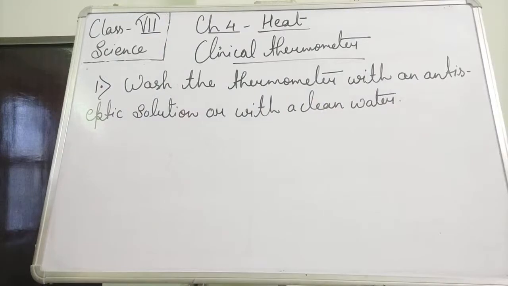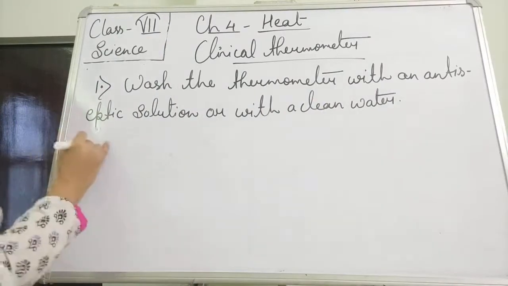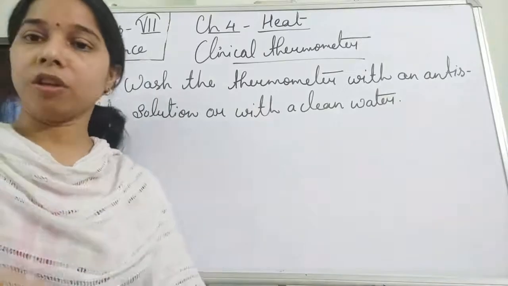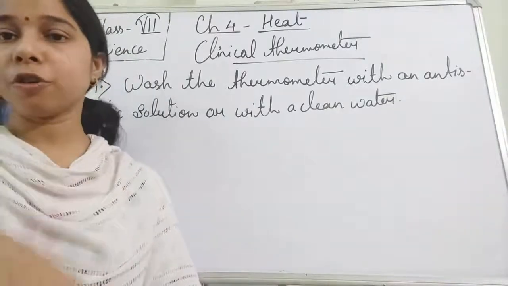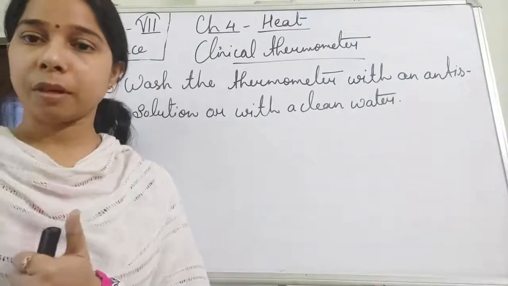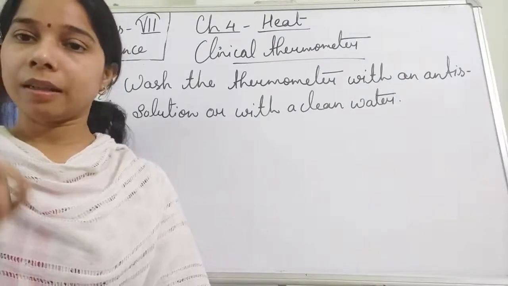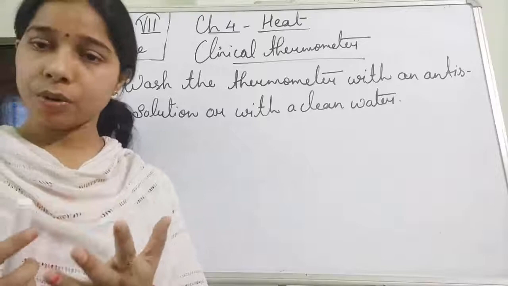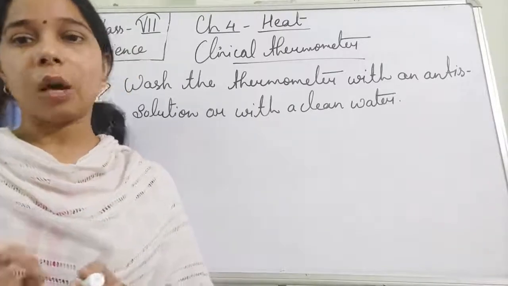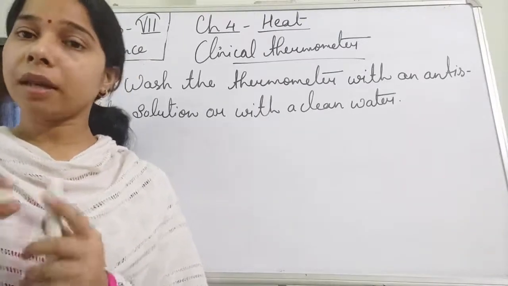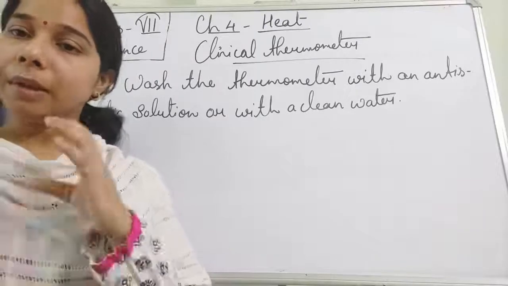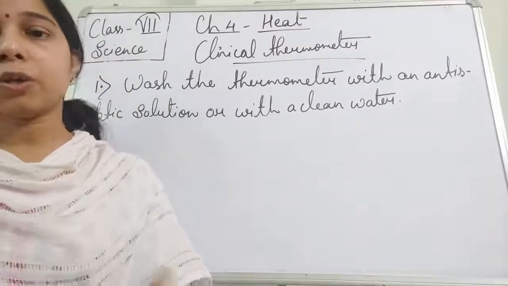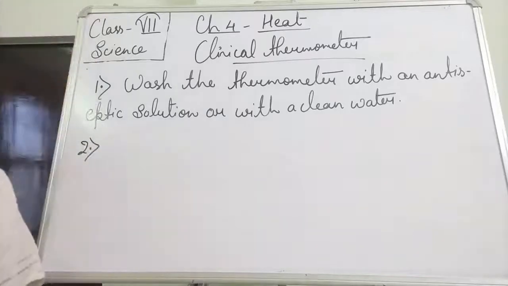Second thing, students, we will hold the thermometer properly and give it a few jerks. We have to give this kind of jerk to the thermometer so that the mercury which was at the upper level comes down. By jerking, we make the mercury come down so that we can make a fresh start to measure the temperature of a person.